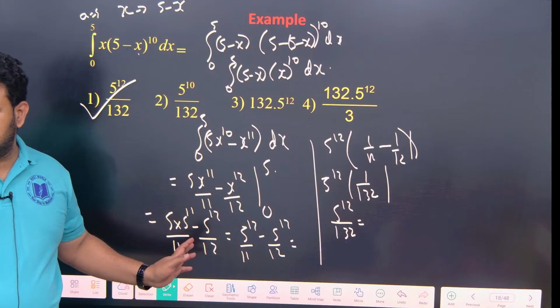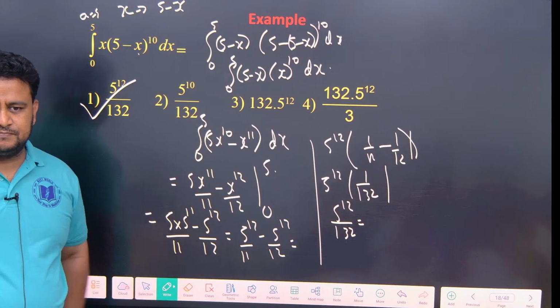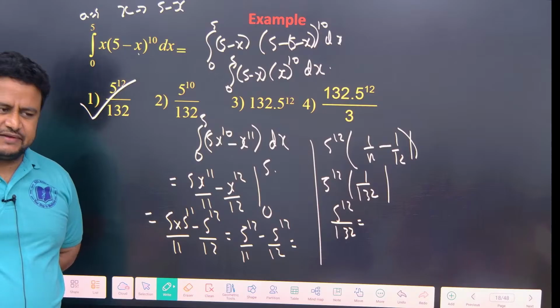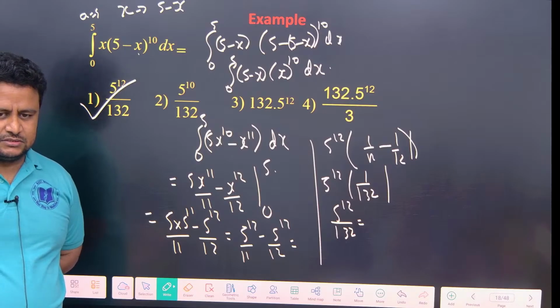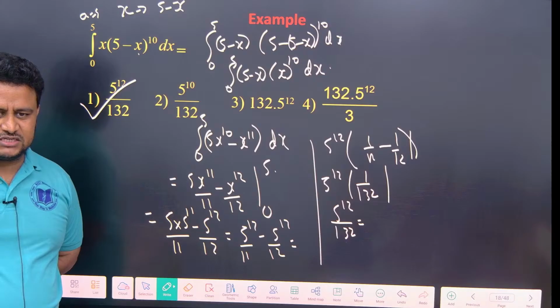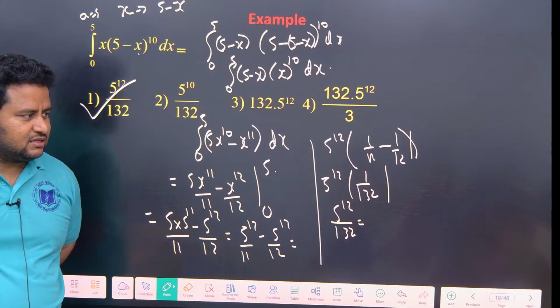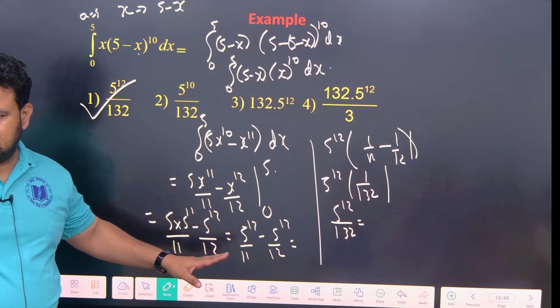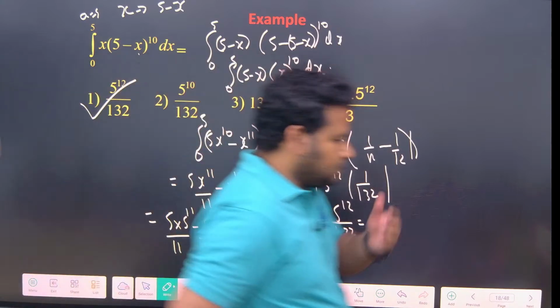Sharan, understood how to do? Sharan, Harsha, Shinidhi, Bhavani, understood how to do? So wherever x is there, replace it by a minus x. That's all. Wherever x is there, you have to replace it by a minus x. That's all is the way to solve these questions. Clear? Okay, done.